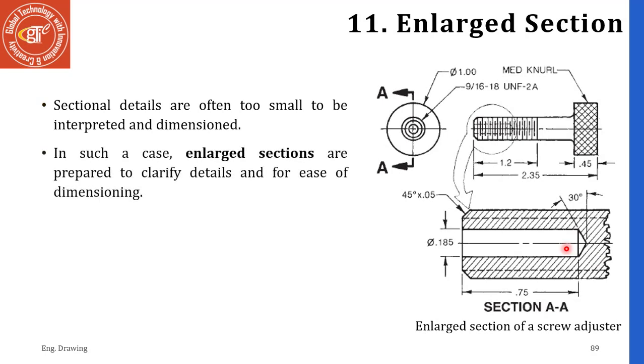Enlarged section view. Sectional details are often too small to be interpreted and dimensioned, and in that case enlarged sections are prepared to show details clearly and for ease of dimensioning. Here you can see an enlarged section view of a screw adjuster. Here is the section A-A and here is the section view at section A-A. So this part of the screw is enlarged so that the dimensions can be added easily.